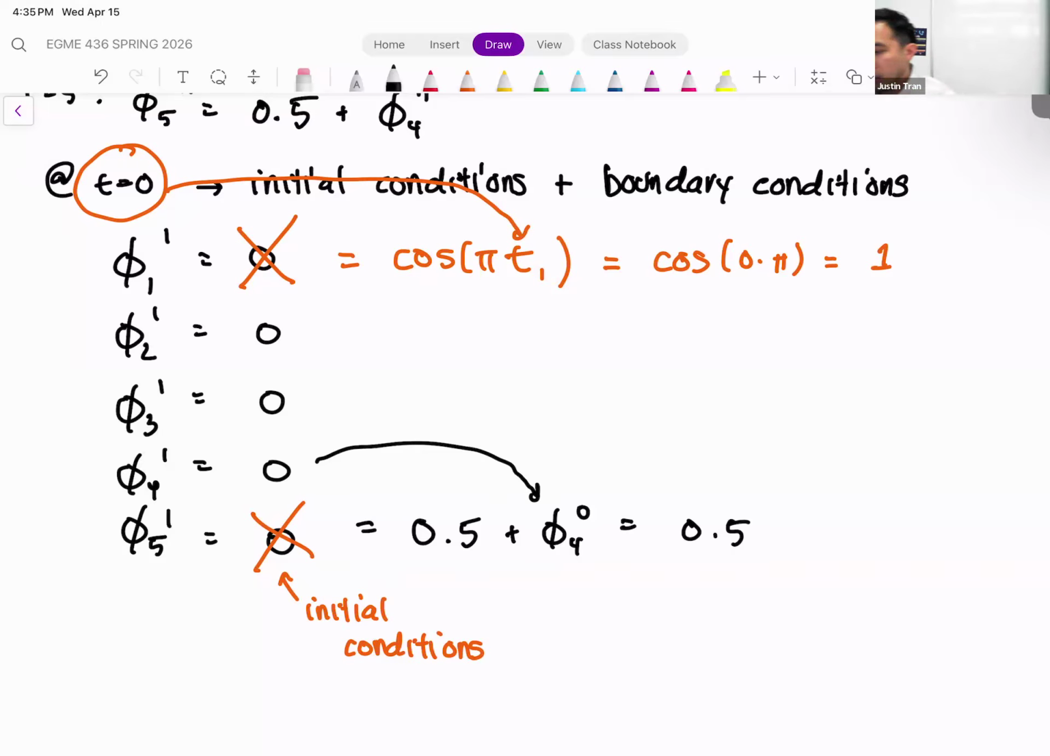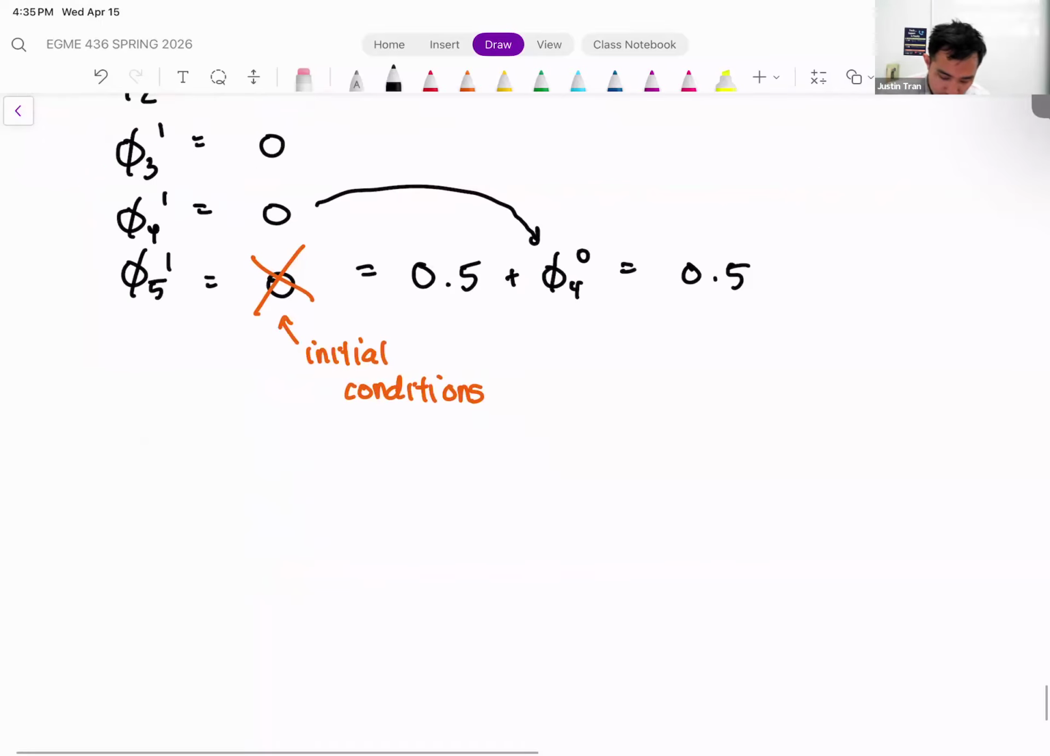Any questions on that? Okay. So let's move on to the next time step, and let's see how the time variable is going to update.